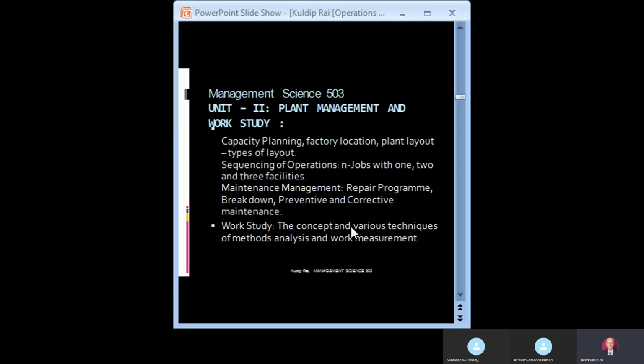Now what is work study? In operations management, the work is done in two ways. One, that part of the work which is done by the machine, and second, that part of the work which is done by the human worker. Right now, our industry has not yet gone to the stage where robots can work totally independently without any human guidance, without any human interaction. We have not yet progressed to that stage.